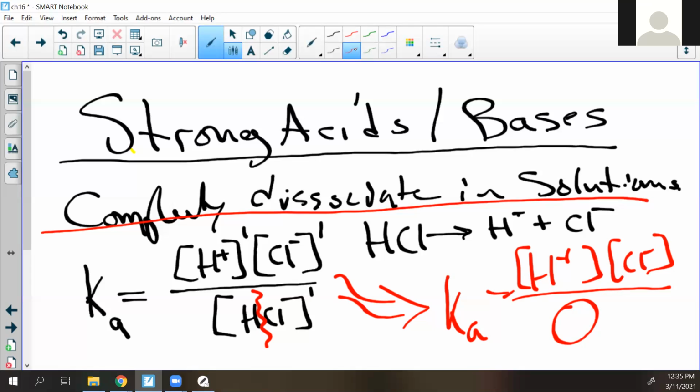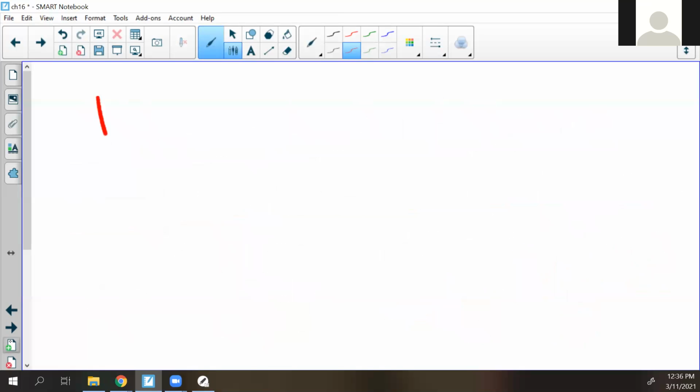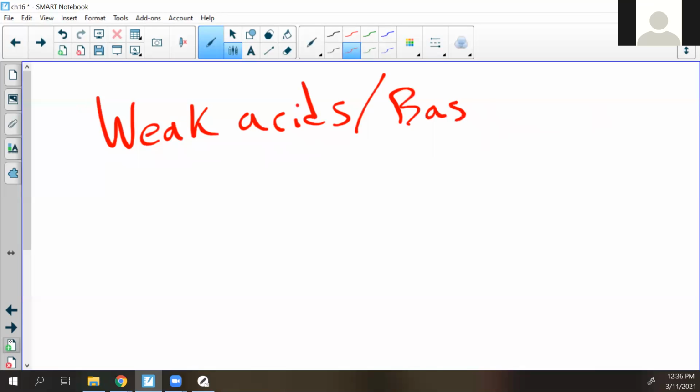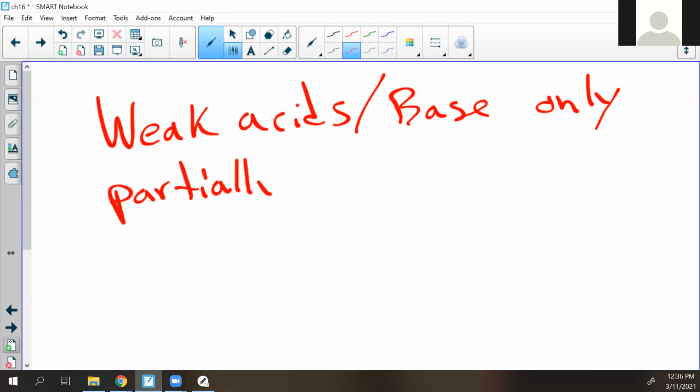All right, now here's what's kind of cool. And I'm going out of order, but I just feel like doing it anyway. Here we go. Weak acids, and this works for bases, only partially dissociate in solution.